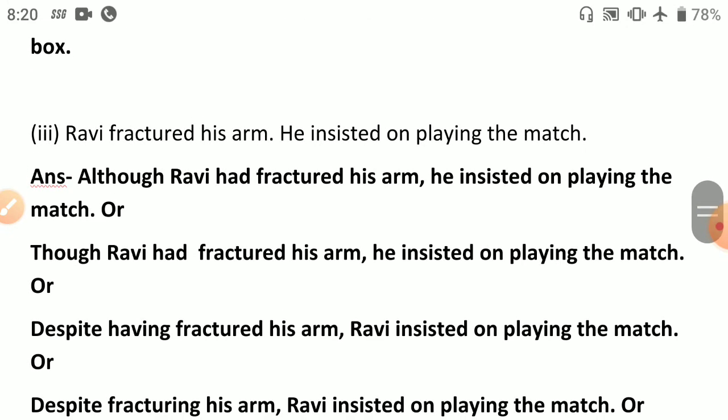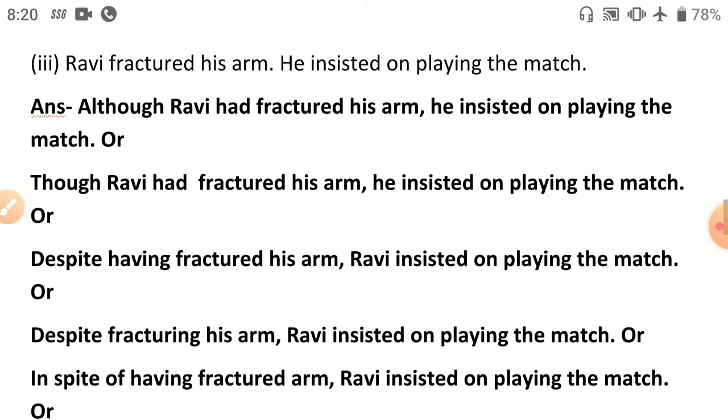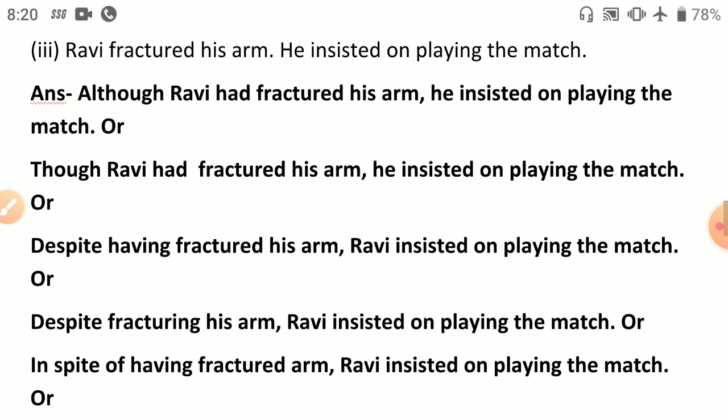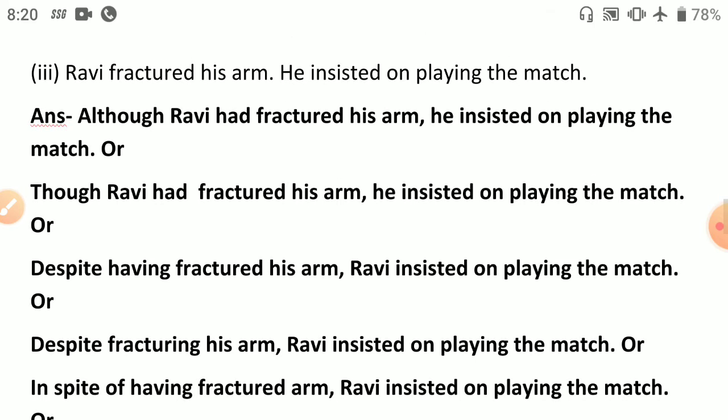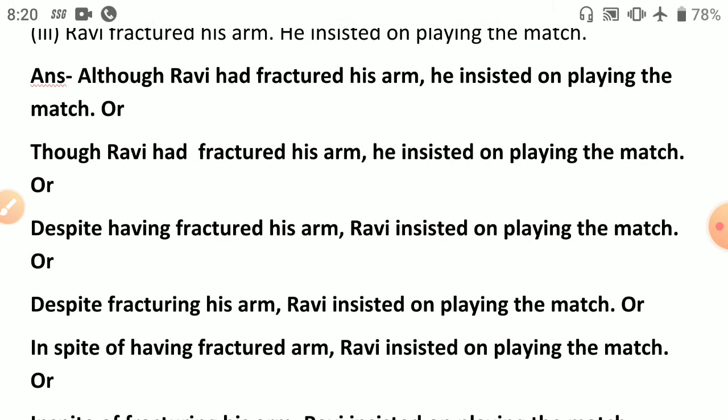Third, Ravi fractured his arm. He insisted on playing the match. Again, there is contrast. Okay, so he has fractured his arm. So a normal way of thinking would be, if you have a fractured hand, you will take rest. You will not play the match. So there is a contrast. So let's see, there are possibilities. Like, although Ravi had fractured his arm, he insisted on playing the match. Even though, you can write, or though Ravi had fractured his arm, he insisted on playing the match.